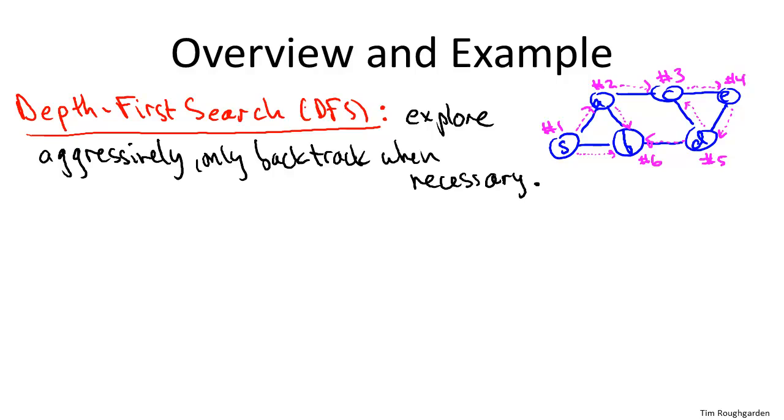You just pursue your path. You go to an immediate neighbor as long as you can until you hit somewhere you've been before, and then you retreat. So you might be wondering, why bother with another graph search strategy?